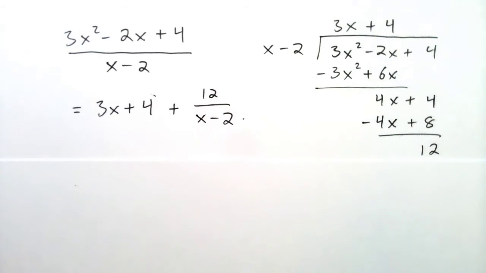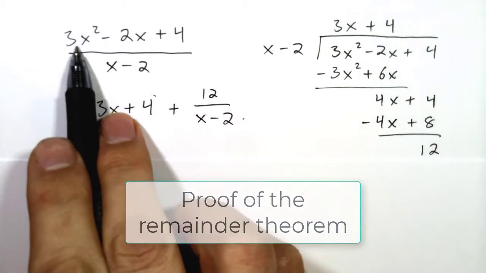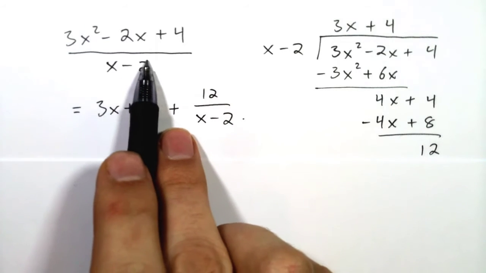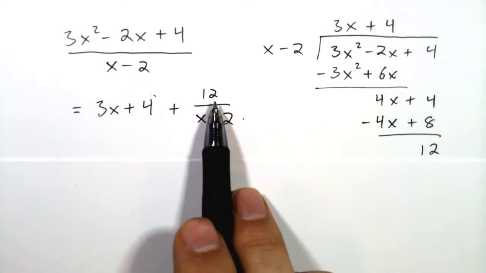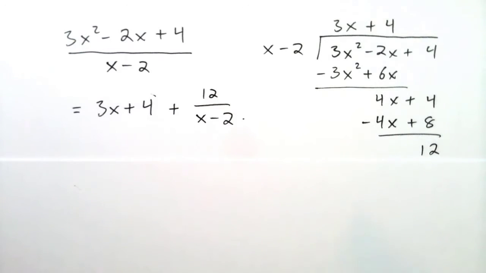So what we're going to do next is we're going to prove this. We are going to prove that no matter what polynomial I pick up here, and no matter what number I choose over here, the remainder will always be what I get when I plug this number into the polynomial.